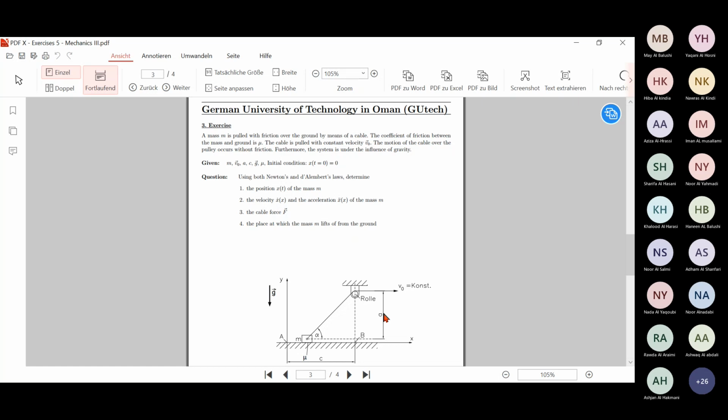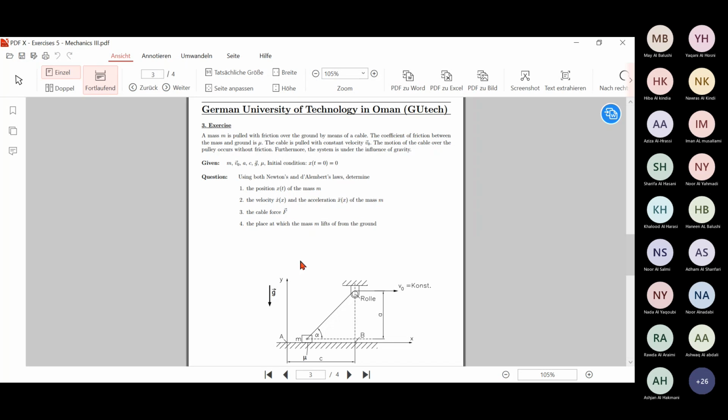What is asked here, using both Newton's and D'Alembert's law, is to determine the position x(t) of the mass m, the velocity x dot as a function of x, and the acceleration x dot dot as a function of x of the mass m.